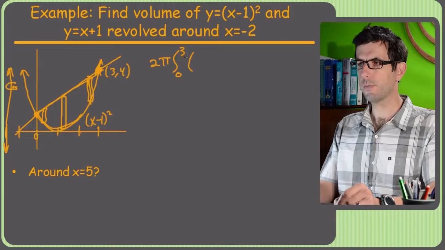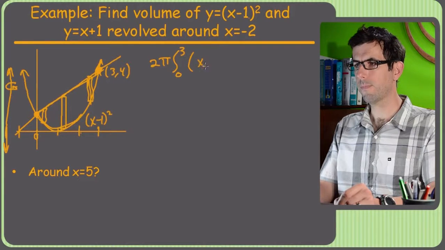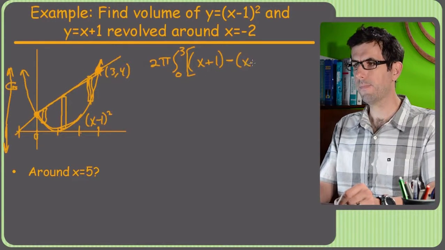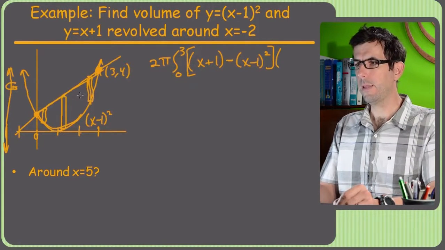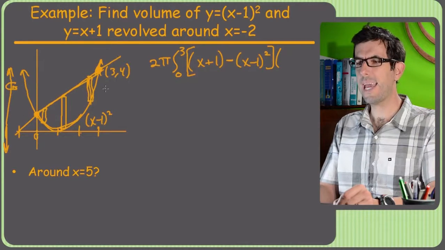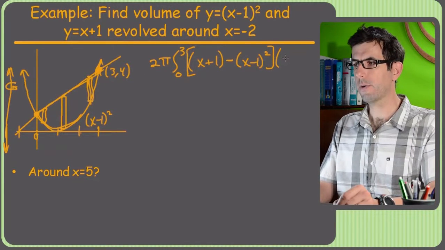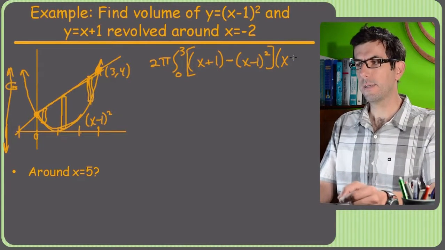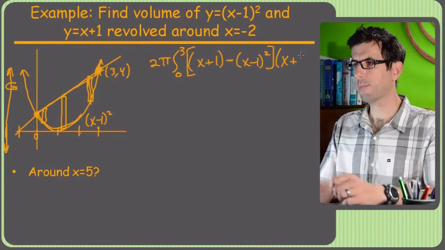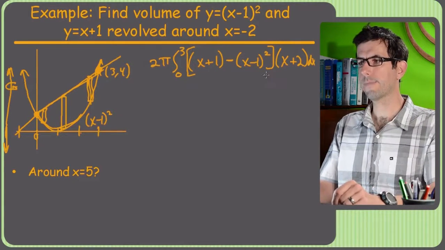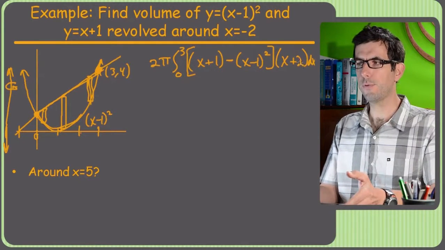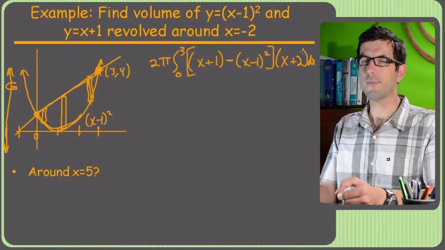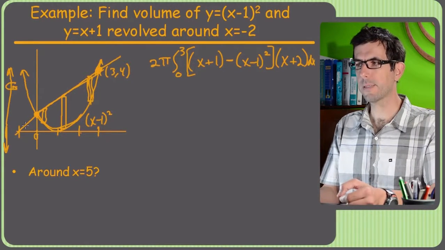All right, so I got the top function, which is x plus 1, and subtract the bottom function, which is x minus 1 squared. And then x equals negative 2, so I'm just going to add 2 to x. This is my x minus c situation, which will be x plus 2 dx. All right, so that is the integral. Just pretend I'm spinning around the y axis and then plug in 2 for c. So this was x minus negative 2, because negative 2 is the coordinate of that spin axis.